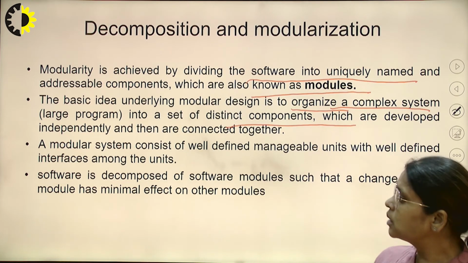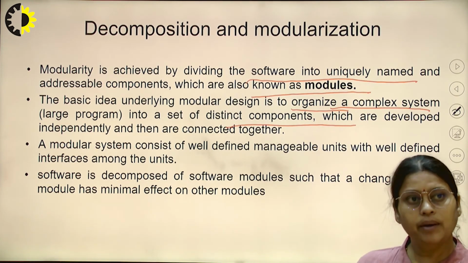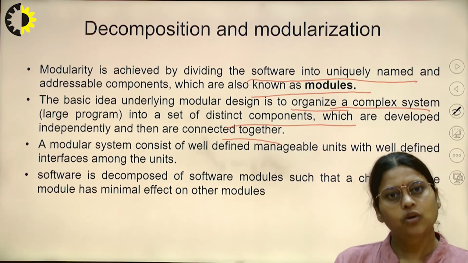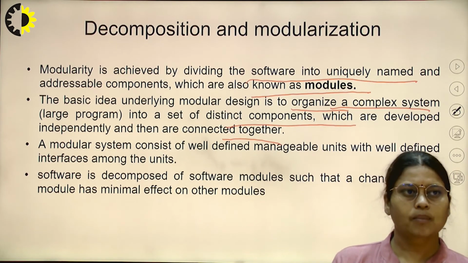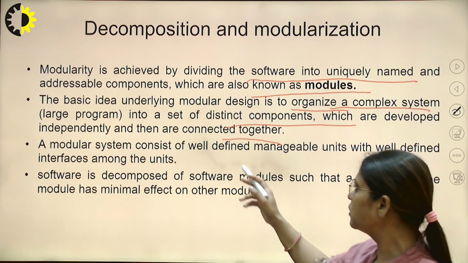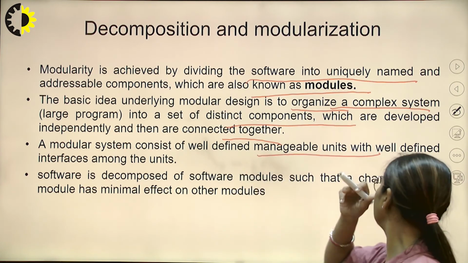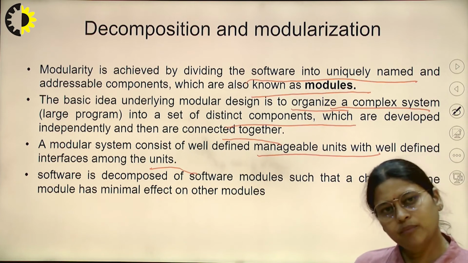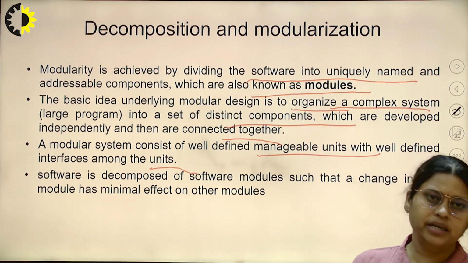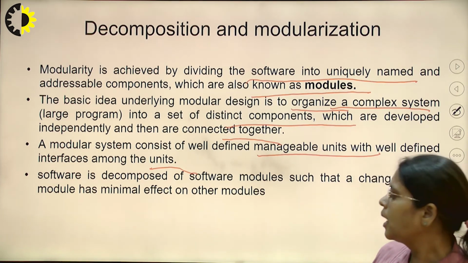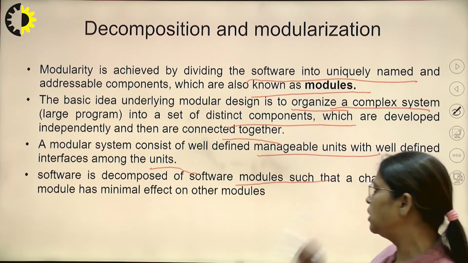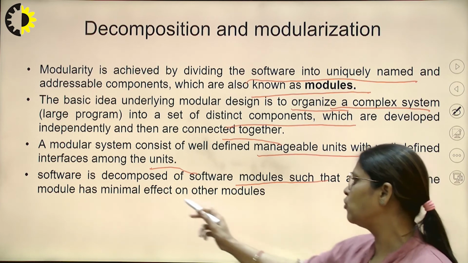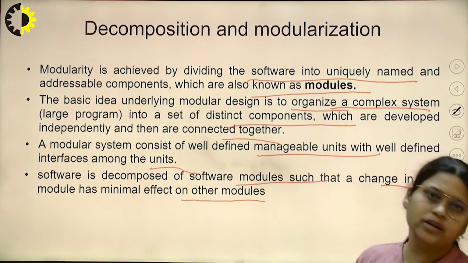Now, these modules are to be developed independently, and finally, they will be collected together to form a software. A modular system consists of well-defined managed units with well-defined interfaces among the units. So we have to create a well-defined interface among the units, and the software is decomposed into software modules such that a change in one module has a minimal effect on another module.